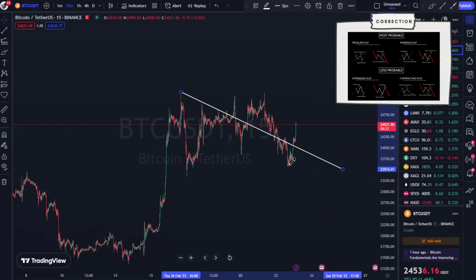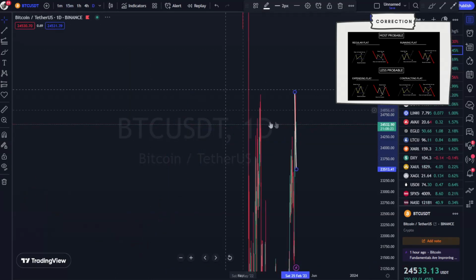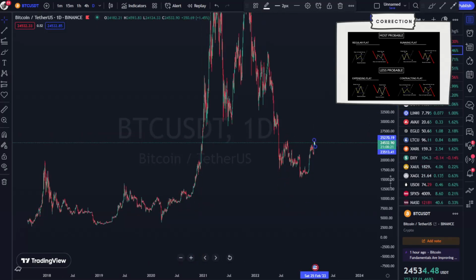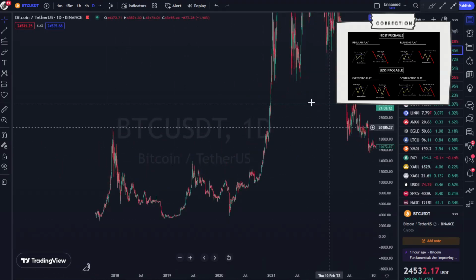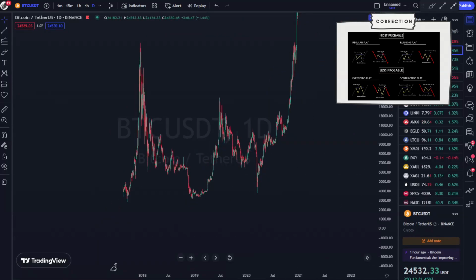All right, so impulse, correction, next impulse, and it works on every time frame. Impulse, correction, next impulse. And now we're going to go to the bigger time frame, and it reminds you that for this one it could be an impulse, correction, next impulse. I'll even go on that one to tell you that you have an impulse, correction, next impulse.